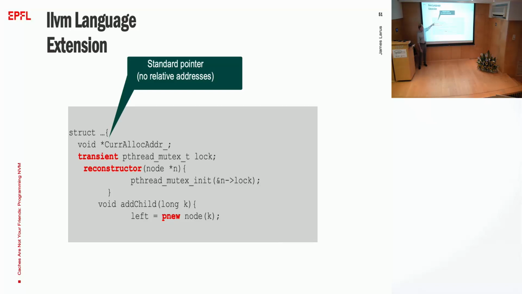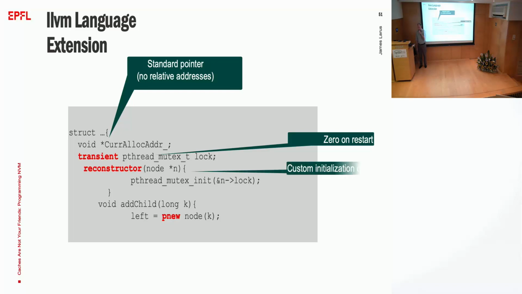Key thing, though, is we're still using regular pointers. We're not using offsets. We're not doing anything that requires macros or games with C++ pointer types. We guarantee that these objects will be zeroed when the program is restarted before the program accesses them. We have reconstructor functions that can do whatever initialization you want if zeroing is not the right behavior for a particular data structure. And we have an explicit way of allocating in non-volatile memory.